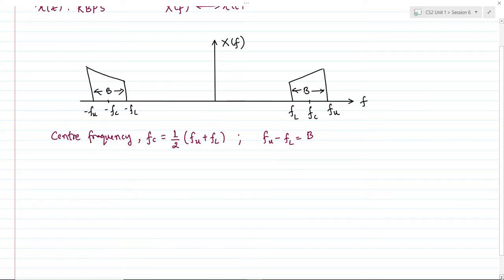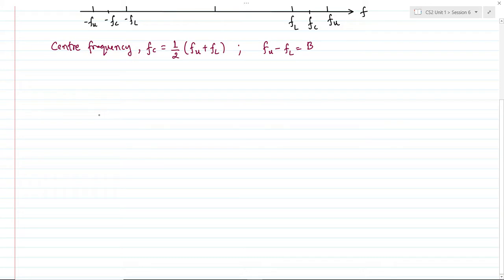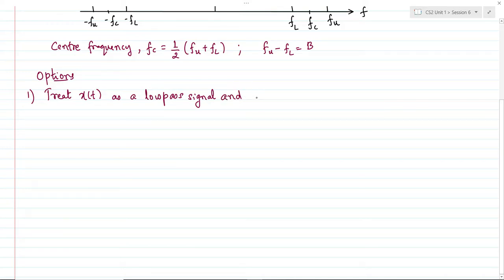The first option to sample this x of t is that we can simply treat this x of t as a low pass signal. Okay, because we understood the sampling of a low pass signal in earlier course, and we can sample this signal at a rate of twice of fu. Right, so that was your Nyquist theorem, where we just took the samples at a rate of twice of its highest frequency component. The highest frequency in this case is fu, so we can just sample at a rate of 2 fu in order to sample this bandpass signal. But you should note that fu is a very high frequency. Okay, so fu is a high value, and hence sampling at a very high rate would cause a load on the ADC.